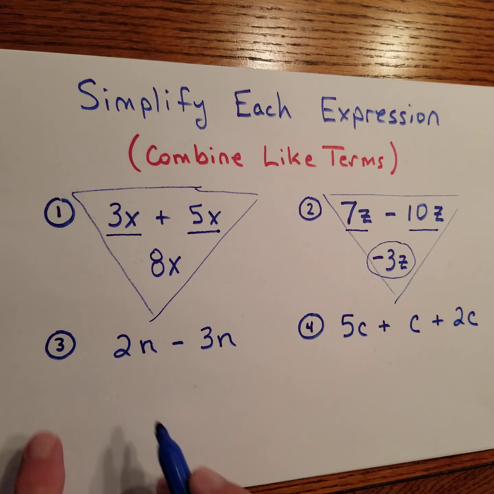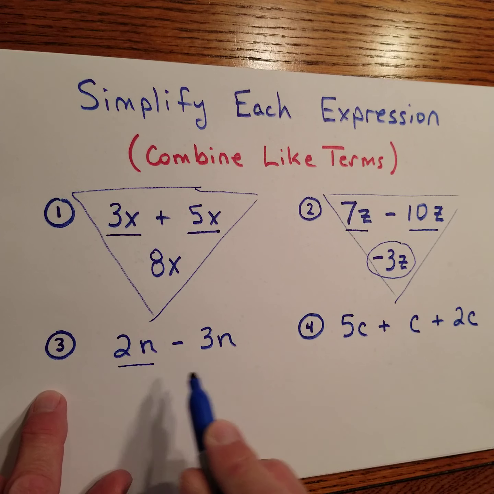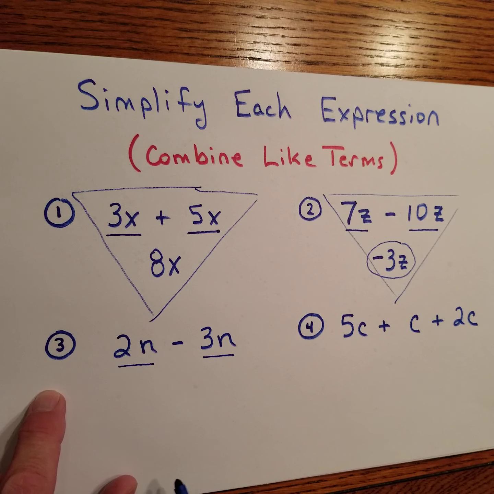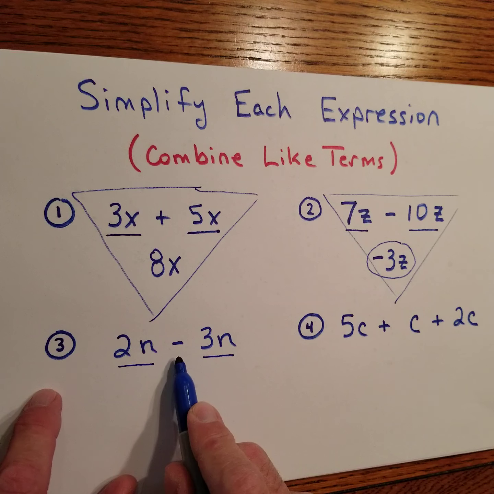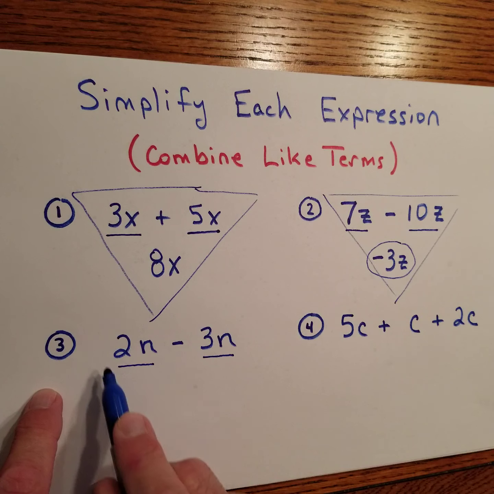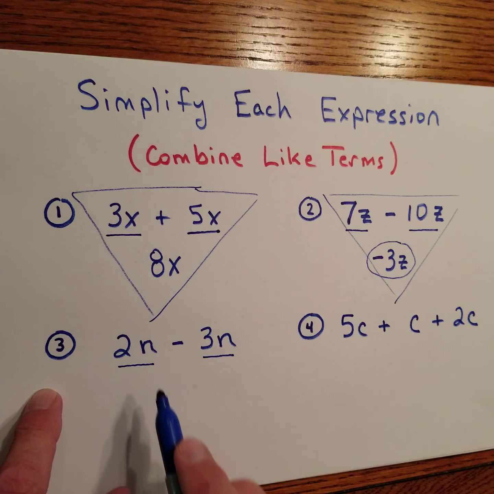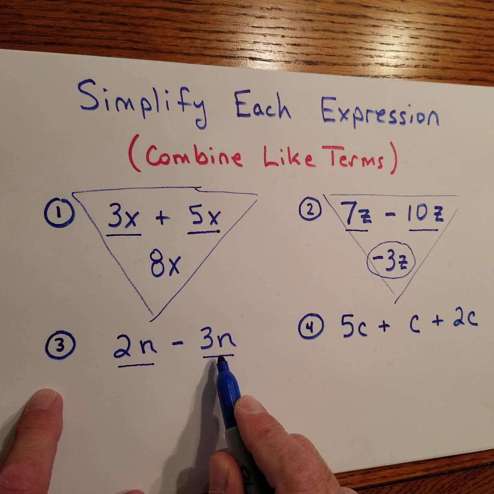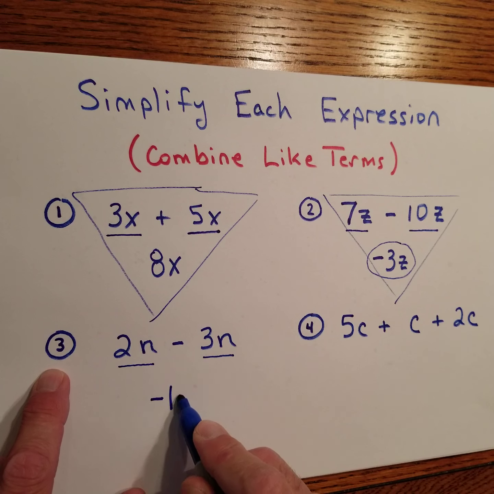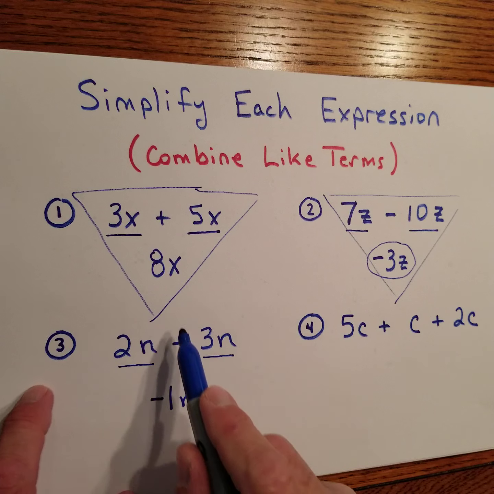For number 3, 2n is a term, 3n is a term. Combined with either addition or subtraction, that's an expression, and we're allowed to combine the like terms. So 2n minus 3n is negative 1n. Got it.